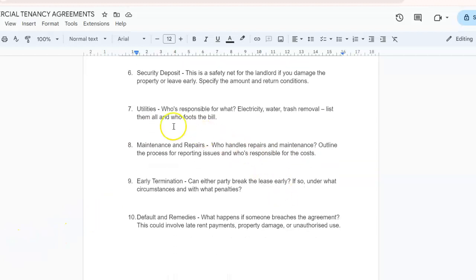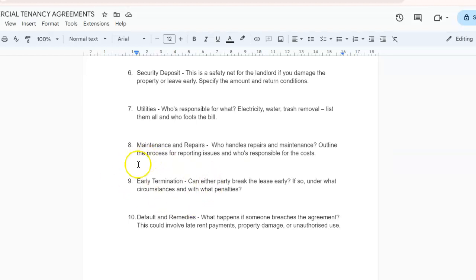Number eight, it must contain a segment for maintenance and repairs. Here you need to define the process for reporting repairs and maintenance needs, who should be contacted and what information is required. You also need to be clear about who is responsible for different types of repairs, for example, routine maintenance, damage caused by the tenants, etc.